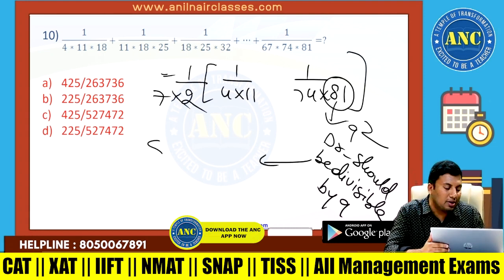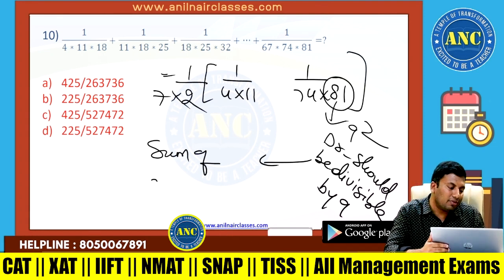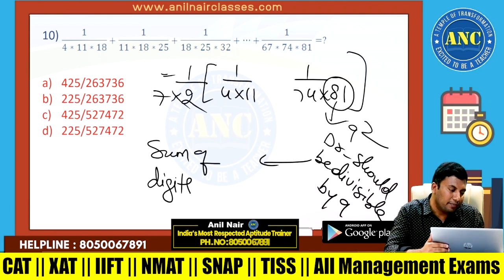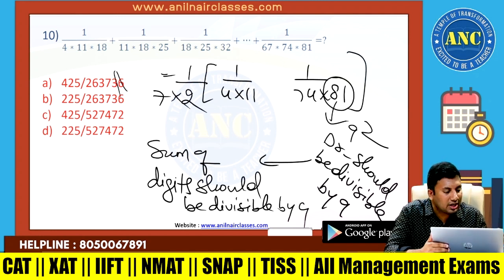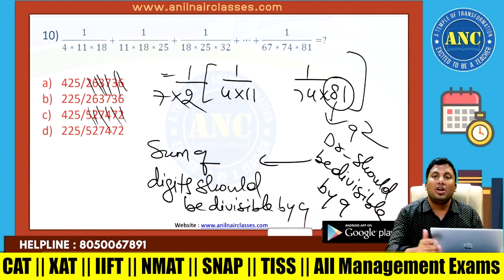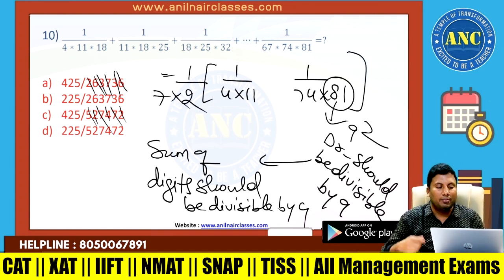The denominator should be divisible by 9 means the sum of the digits should be divisible by 9. If it does not work, I will go to 6 plus 3, 9, 7 plus 2, 9, 6 plus 3, 9. Oh, 7 plus 2, 9, 5 plus 4, 9, 2 plus 7, 9. All the denominators are divisible by 9.